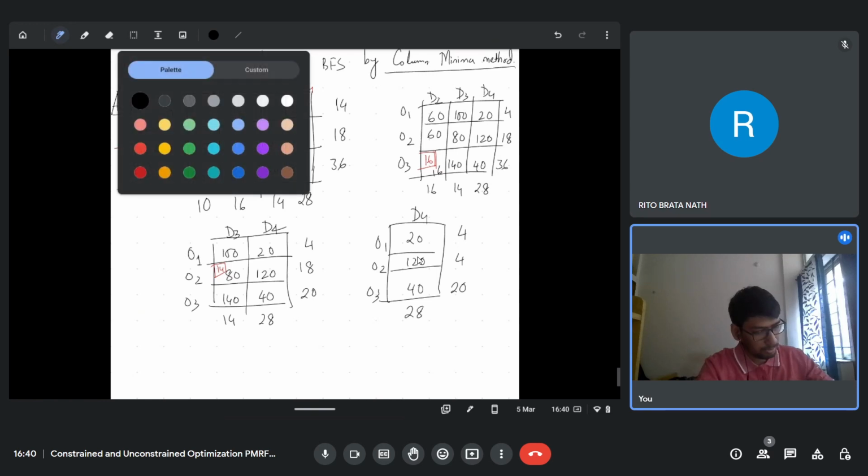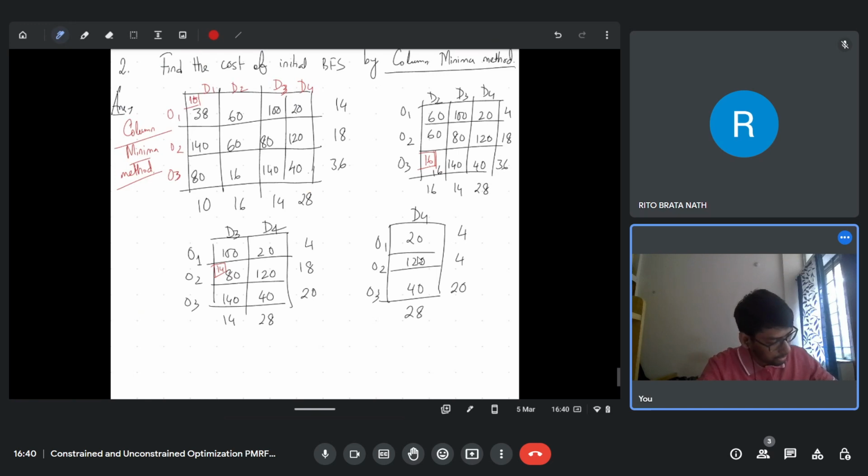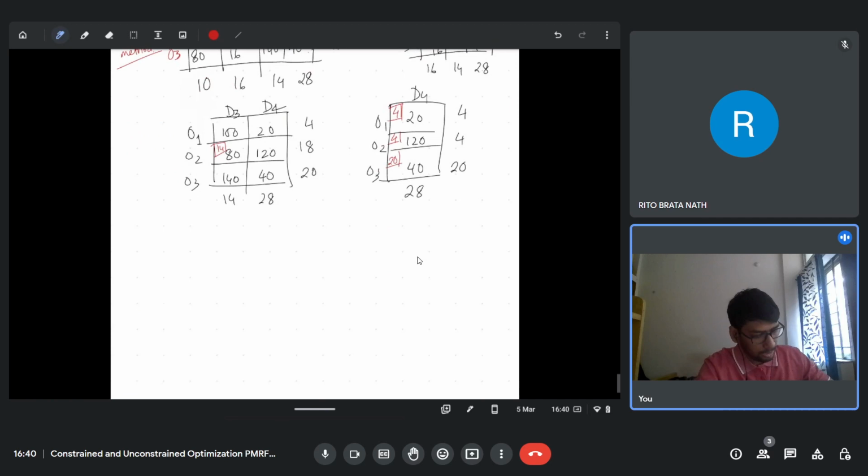So again, you can allocate, the minimum one is 20, so you can allocate 4 here, and then that row will be deleted. After that, you can allocate 20 here, and finally you can allocate 4 here, right? It's pretty simple. So I'm not showing you the rest of the details. So this is allocation.